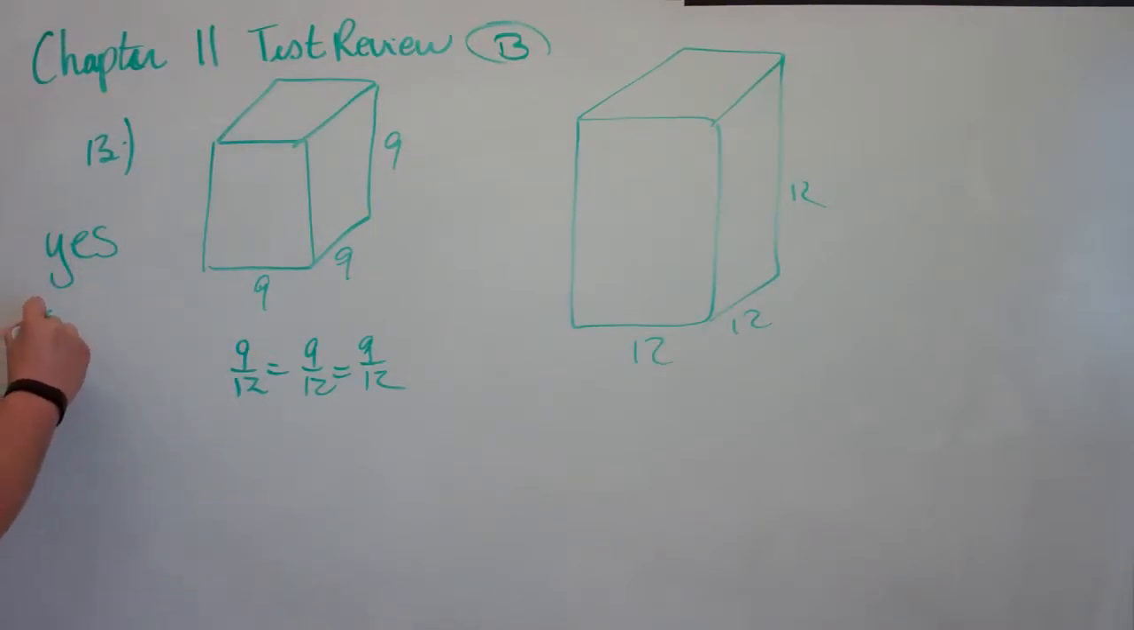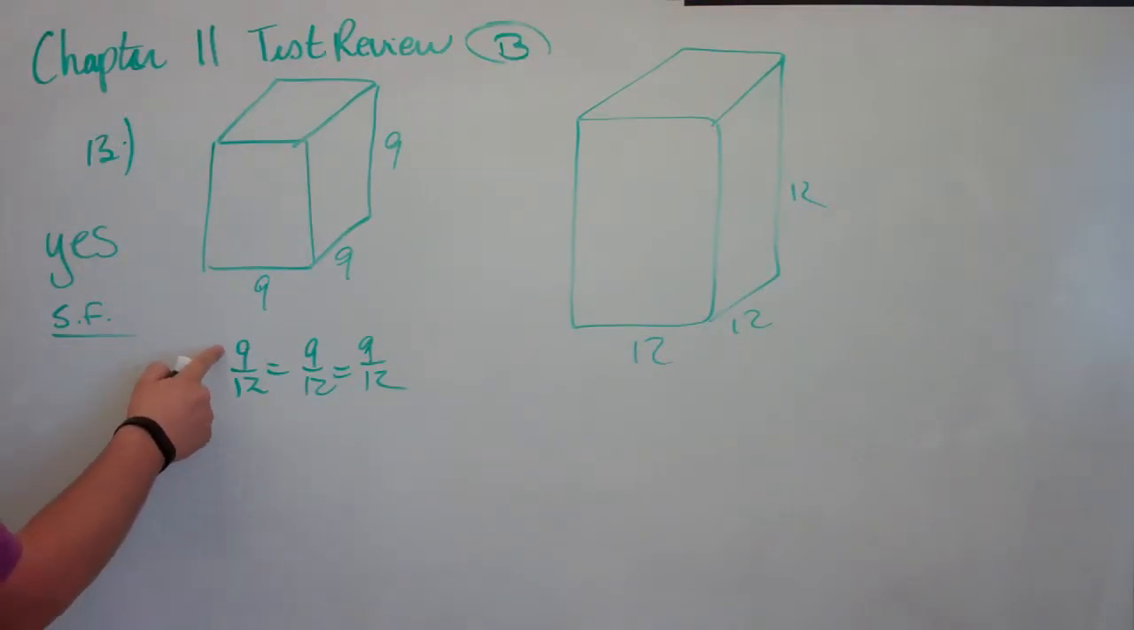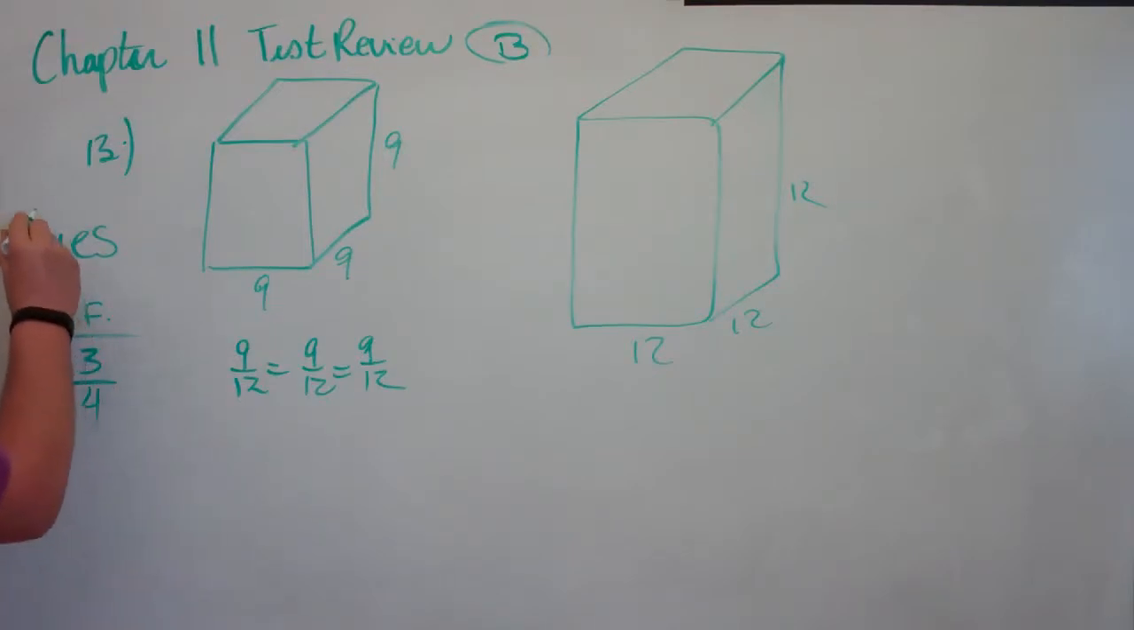Now, to get the similarity ratio, they call it scale factor. Okay, to get the scale factor, which is also the perimeter ratio, you just simply reduce this. Well, if you pull a 3 out of here, you get 3. If you pull a 3 out of here, you get 4. So there's your answer for 13. Yes, they're similar. Your scale factor, which is your similarity ratio, which is also your perimeter ratio, same thing, 3 different names, is 3 over 4. All right?